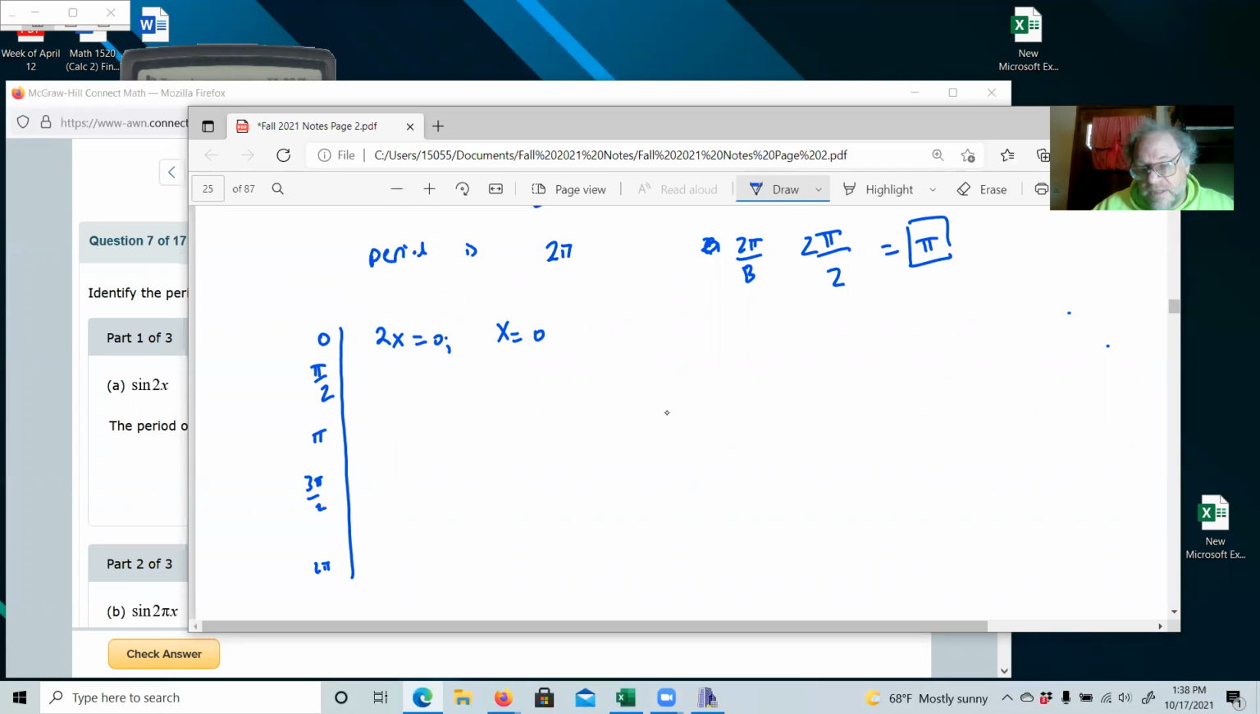Let's go to the last point. 2x equals 2 pi. Solve for x. X is equal to pi. So I know where my beginning is. I know where my end is.